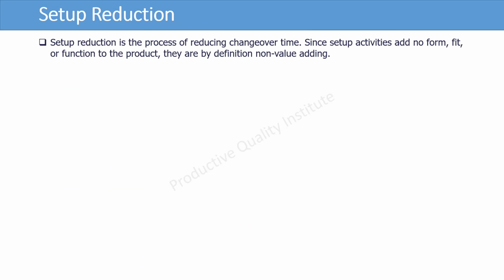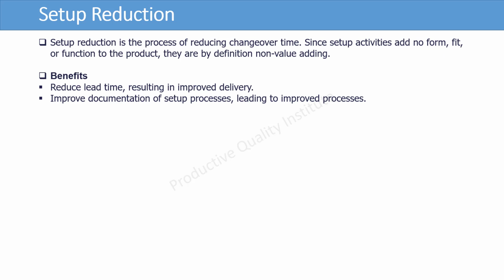Setup reduction is the process of reducing changeover time. Since setup activities add no form, fit, or function to the product, they are by definition non-value adding. Benefits from setup reduction: reduce lead time, resulting in improved delivery. Improved documentation of setup processes, leading to improved processes. Decreased inventory and costs, while increasing capacity.